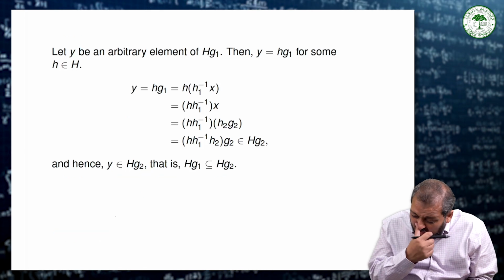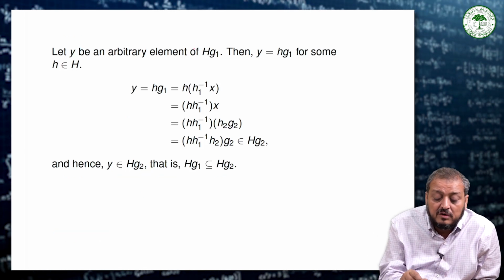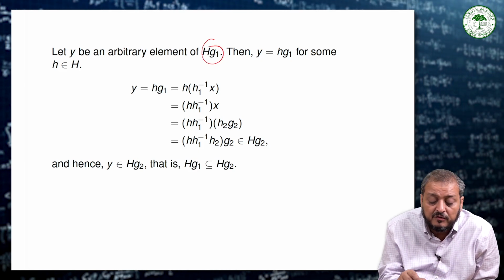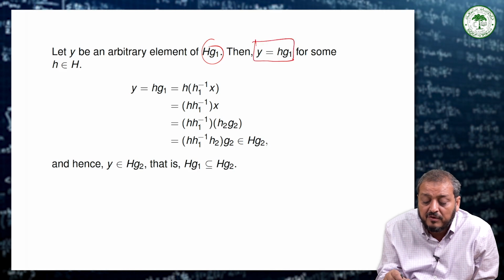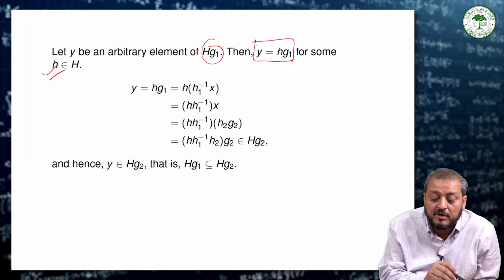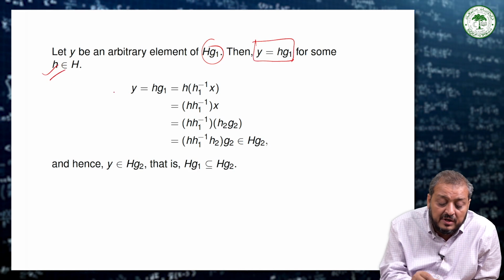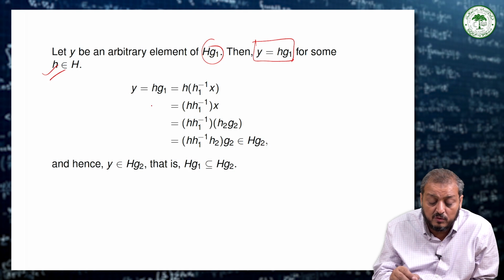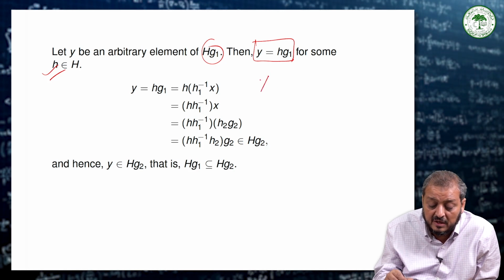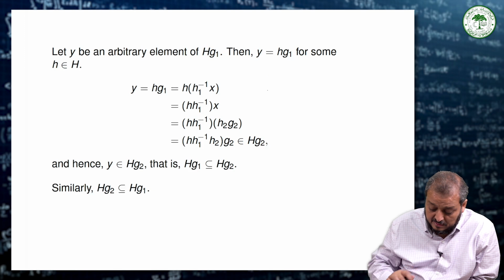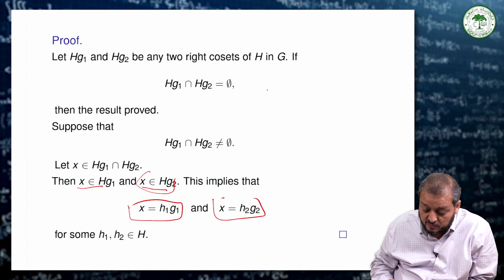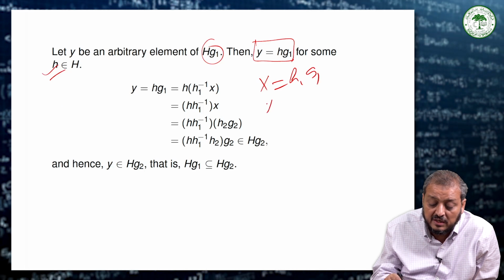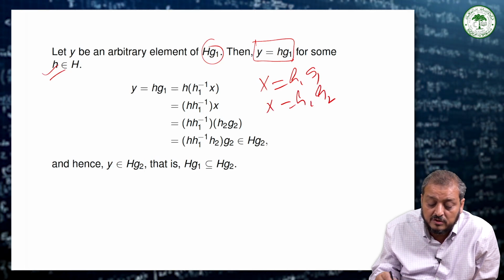So let y be an arbitrary element of Hg1. Then y can be written in the form of hg1 for some h that is an element of H. Now we have to write it in the form of this x, where we have x equal to h1g1 and x equal to h2g2.